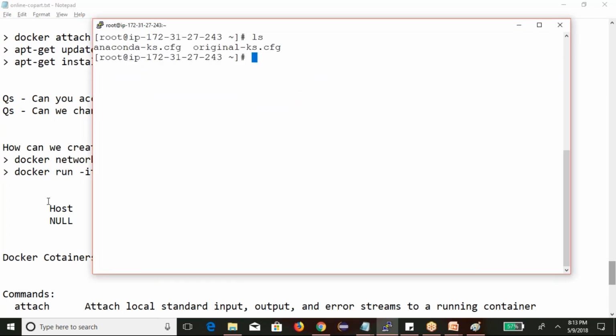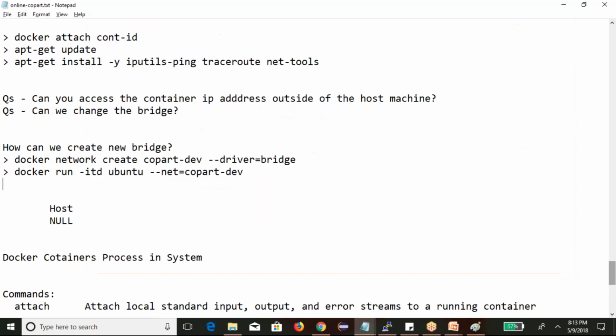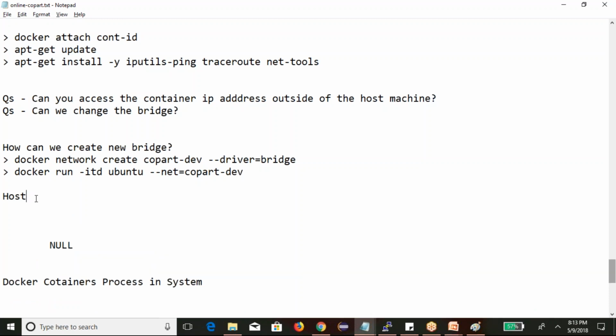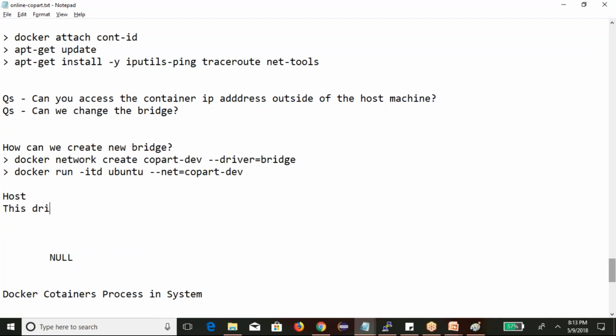So far I talked about the network driver called bridge. Now you have other drivers, which are called host and null. So let's define this. Host is another kind of driver. Basically, this driver mode shares the networking of the host with the container. So whatever you have in the host will be shared with the containers also.